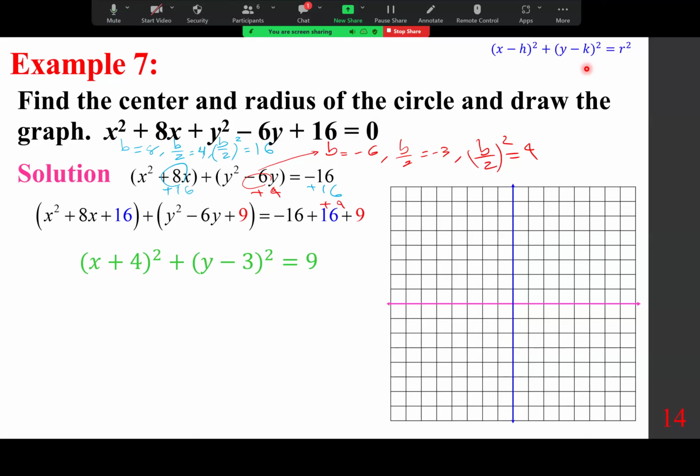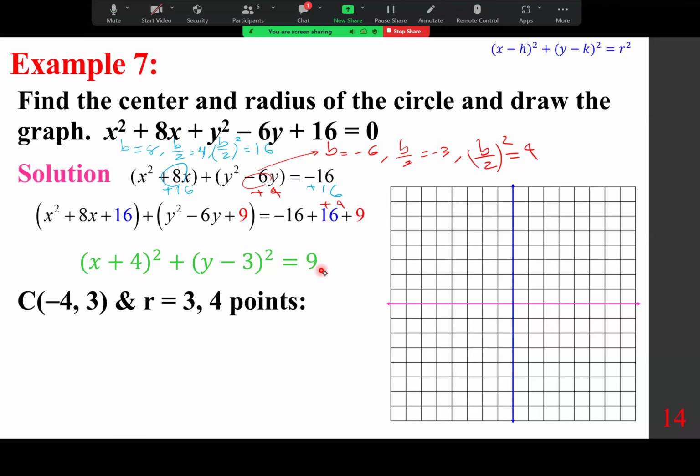So what happens next? We are going to write the information in a manner that we can handle by writing the center and the radius first. So clearly, when we compare it to the standard form, the center is located at negative 4 and positive 3. The radius is square root of 9 or 3.